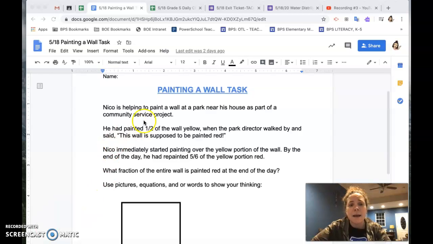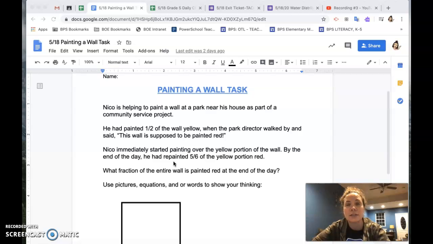So Nico is helping to paint a wall at a park near his house as part of a community service project. He had painted half of the wall yellow when the park director walked by and said, "Oh, this wall is supposed to be painted red." Nico immediately started painting over the yellow portion of the wall. By the end of the day, he had repainted 5/6 of the yellow portion red.